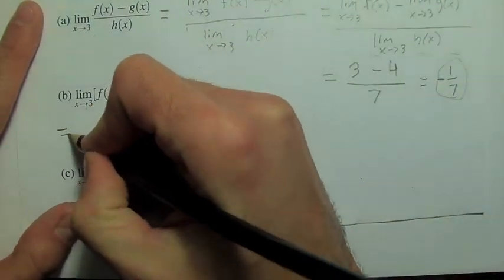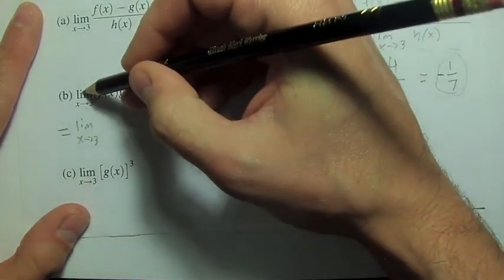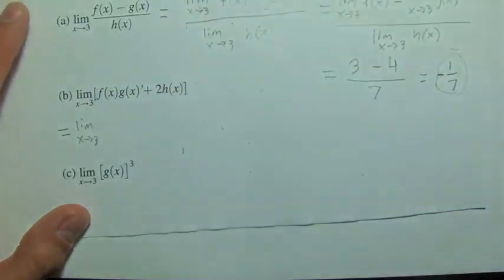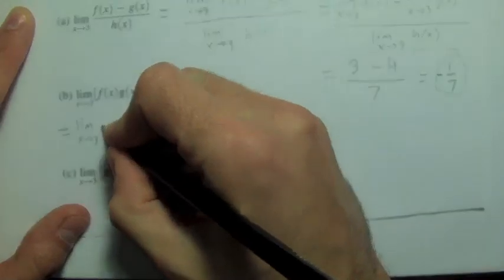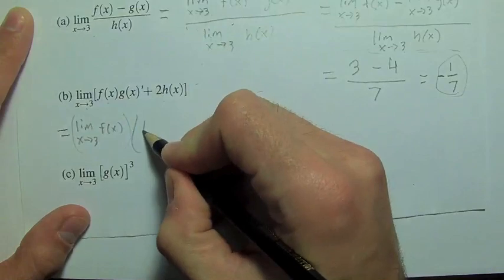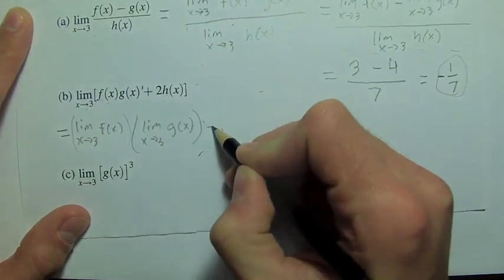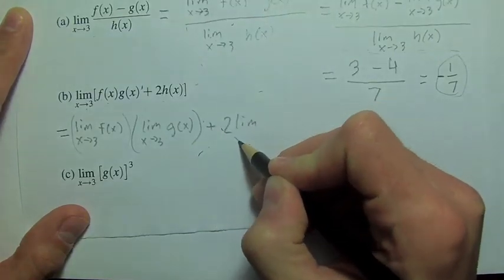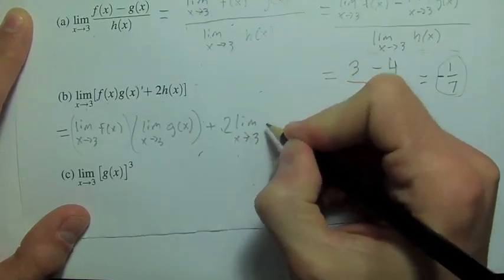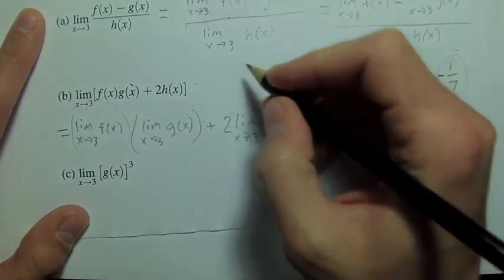So we could actually here write that this is the limit as x goes to 3, because we can distribute it across the sum, and we can distribute it across all the multiplications and get the limit as x goes to 3 of f of x times the limit as x goes to 3 of g of x plus 2 times the limit as x goes to 3 of h of x.